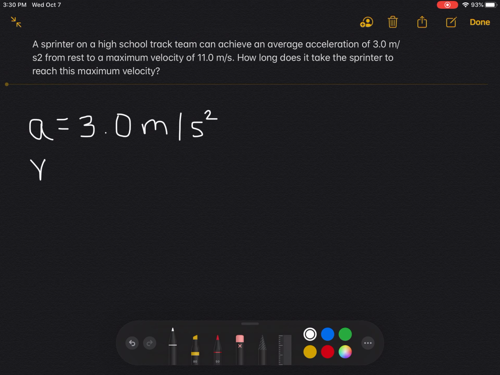From rest to a maximum velocity of 11 meters per second. So we've got VF and VI. Something to take note of here is that if you're starting from rest, that means you're not moving. So your initial velocity should always be 0 at rest. His maximum velocity was 11.